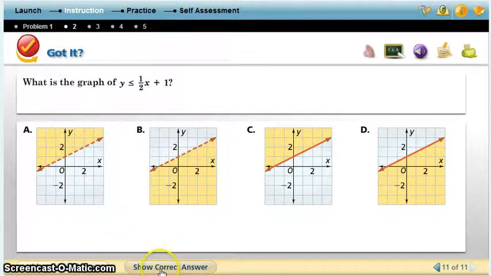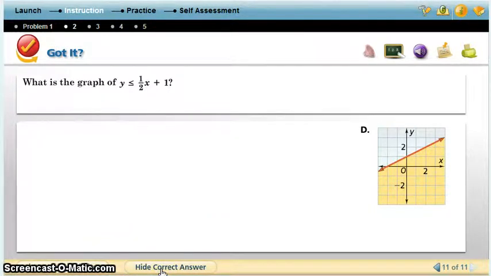Now, the correct answer is D. That is going to be your graph. It is a solid line because of the inequality, and it is y less than or equal to. So if you plug in (0, 0), it works, and so it's everything below that line.